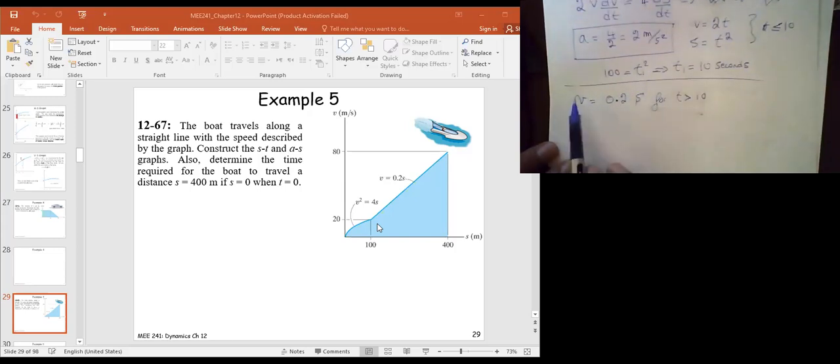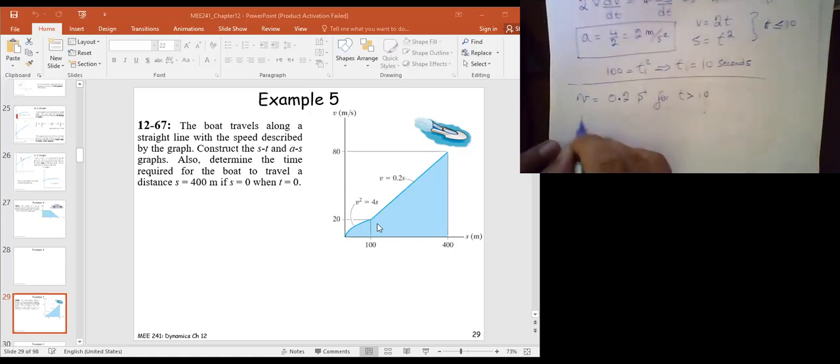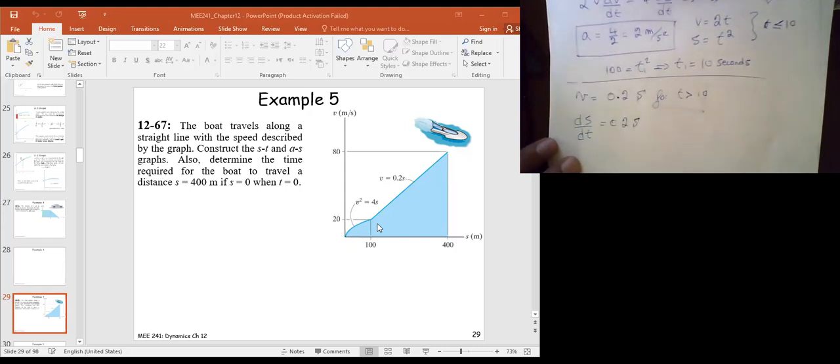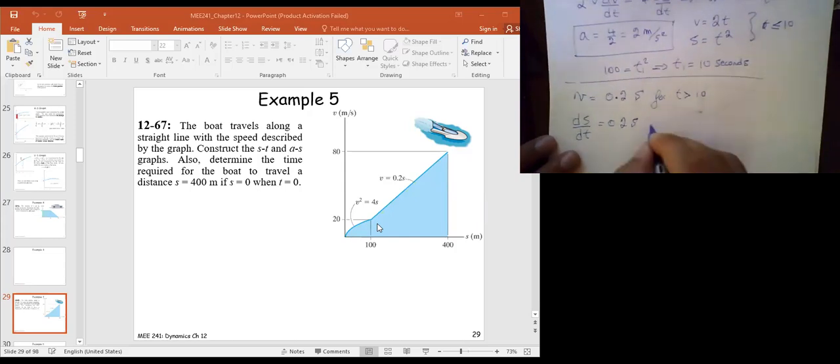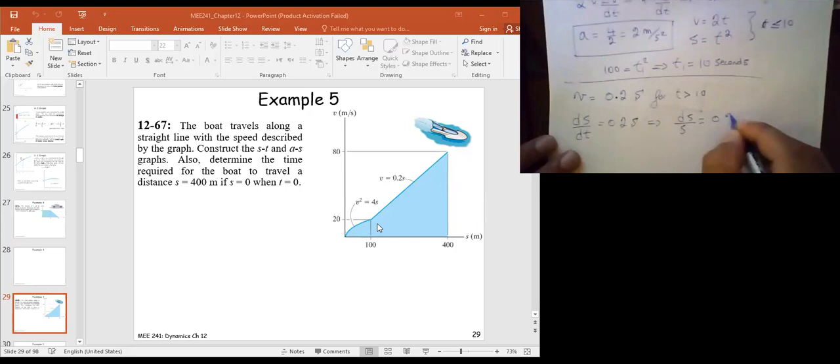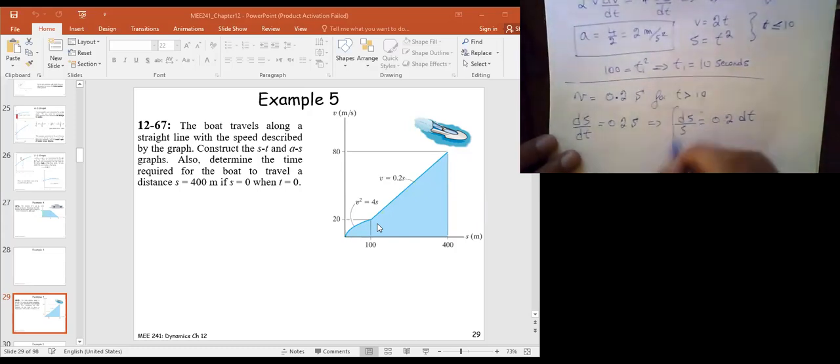It's really about manipulating variables, right? I can write v is equal to ds over dt, right? So ds over s is equal to how much? 0.2 dt. Okay, so now I want to integrate this. What should be my boundaries?